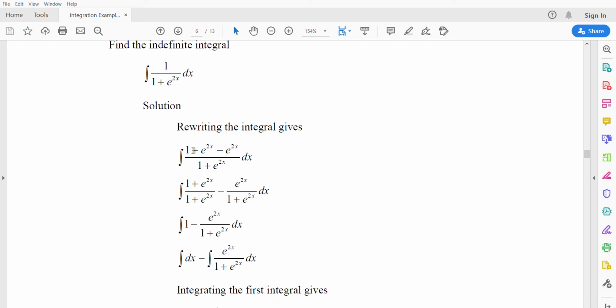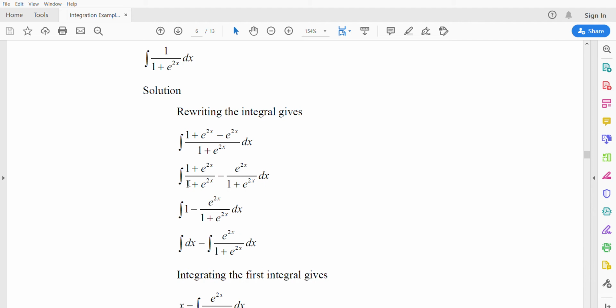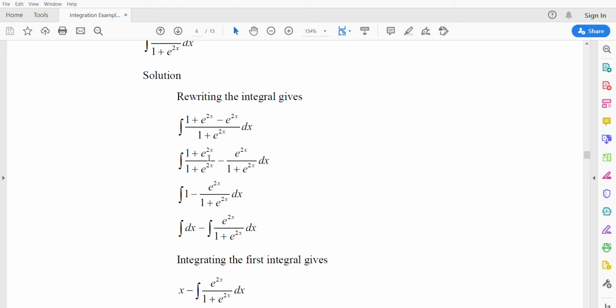So I get 1 plus e to the 2x minus e to the 2x, all over 1 plus e to the 2x. If I break this up into two fractions, I get 1 plus e to the 2x over 1 plus e to the 2x, minus e to the 2x over 1 plus e to the 2x, dx. The first fraction reduces to a 1. So this gives me the integral of 1 minus e to the 2x over 1 plus e to the 2x dx.